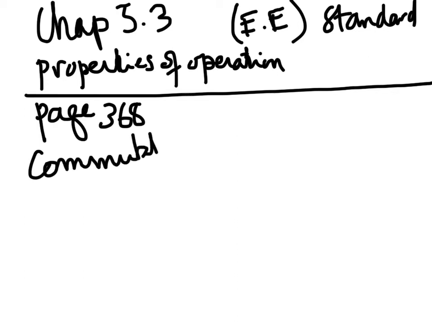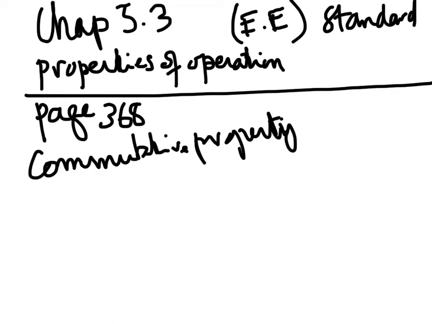Commutative property. In this lesson, we're going to take a look at the commutative property and the associative property. These two properties only work with addition and multiplication, and I will show you why it's only those two that work. Let's take a look at the commutative property first.